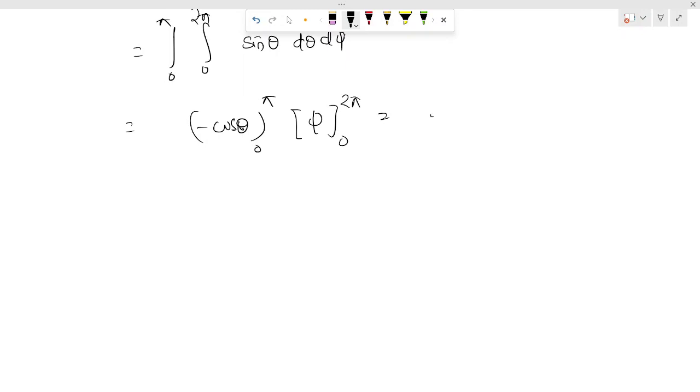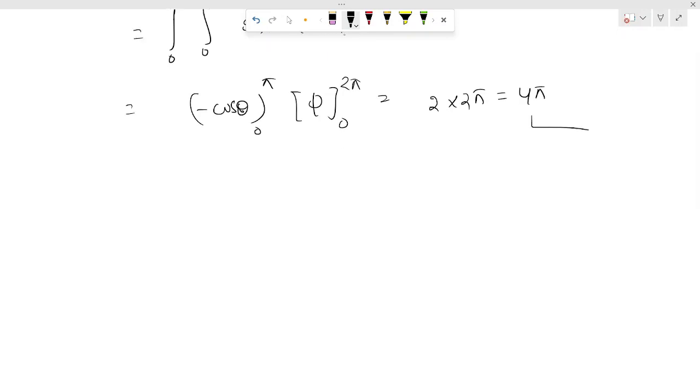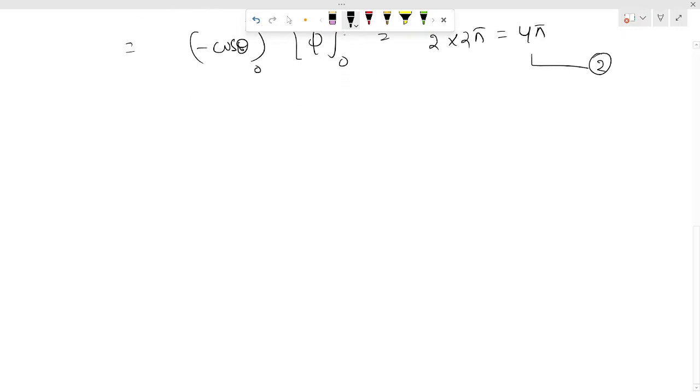By putting the limits, cos pi is minus 1, so minus minus plus, so 1 plus 1 is equal to 2, into 2 pi. So it will become 4 pi, isn't it? Give it equation number 2. You got the LHS as 4 pi.